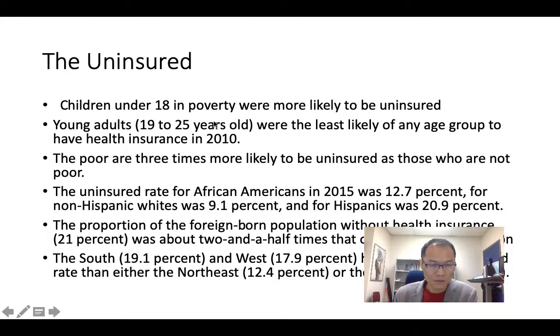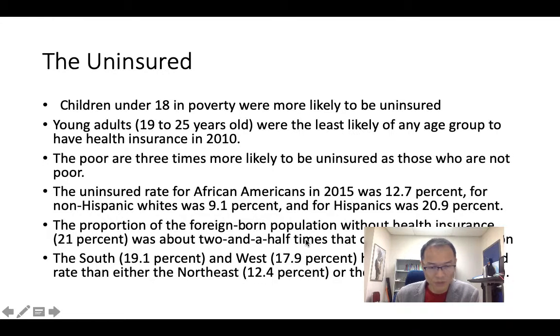Children living in poverty were more likely to be uninsured. Young adults were the least likely of any age group to have health insurance. People living in poverty, also in terms of racial and ethnic characteristics, African Americans, 12% were uninsured. Non-Hispanic whites was 9%. Hispanics were almost 21%.